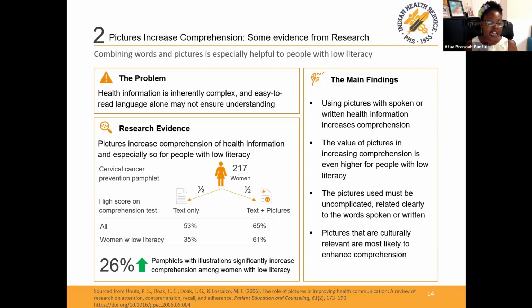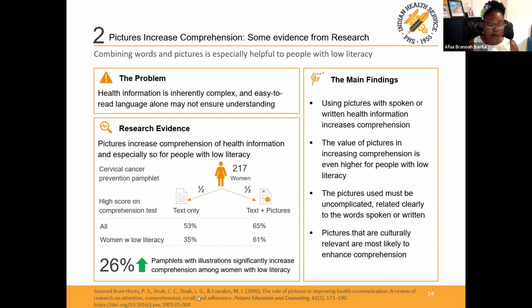If you're doing a health pamphlet and you just put in, I don't know, pictures of rainbows or something, it's not necessarily going to increase the comprehension. They had to be related. And then the other thing was that the pictures had to be culturally relevant. This same study found that some women who had issues with what they thought were shameful or taboo pictures didn't respond well to including pictures in the pamphlet, right?